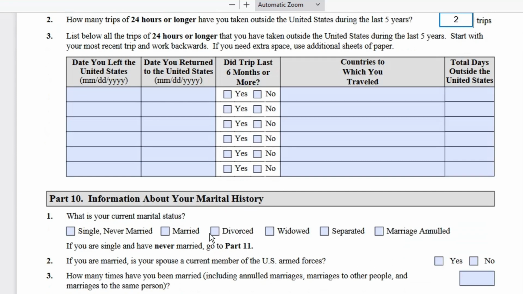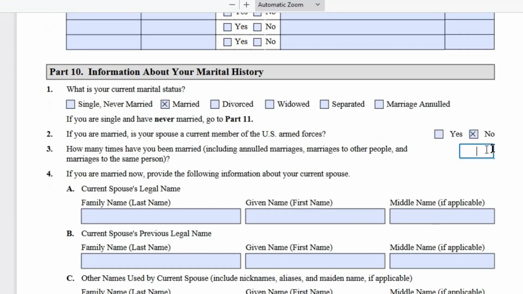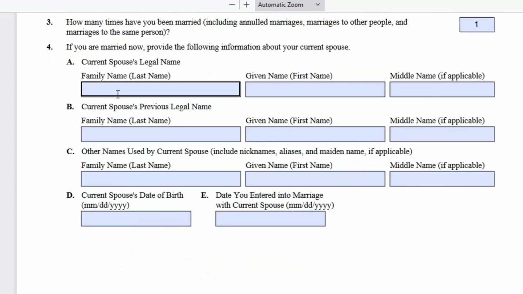Now, if you're married, single, divorced, this is very important. So we'll put married here. But if you're divorced and you got your green card, then there might be questions there. So be ready for that. If your spouse is a member of the armed forces, we'll put no here. How many times have you been married? If you've been married once, I'll put one here. If you're married more than that, I just put any number here. Current spouse name, you're going to put your spouse's name here, given name, etc.